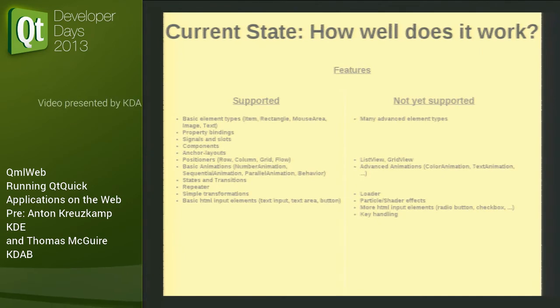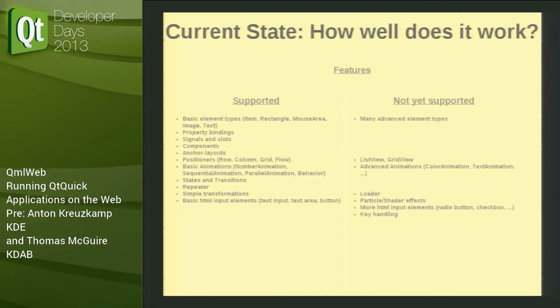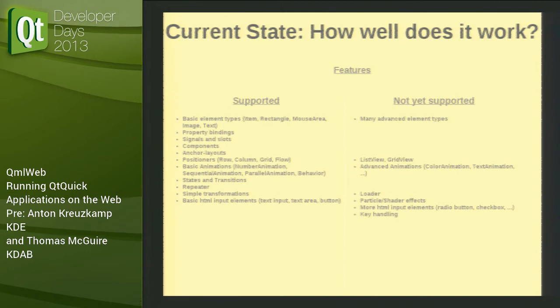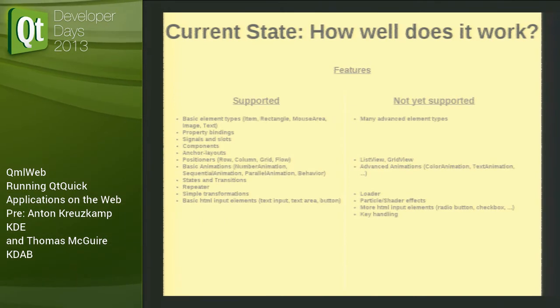What we don't have is things like list view and grid view. That is, of course, going to come. We have basic animations like number animations, sequential animations and stuff. We also have behaviors, states and transitions. Well, I think you can read. What we don't have are advanced animations. What is also missing is loader, which is an element type which you can use to lazy load QML files. So you don't have to load everything at once.